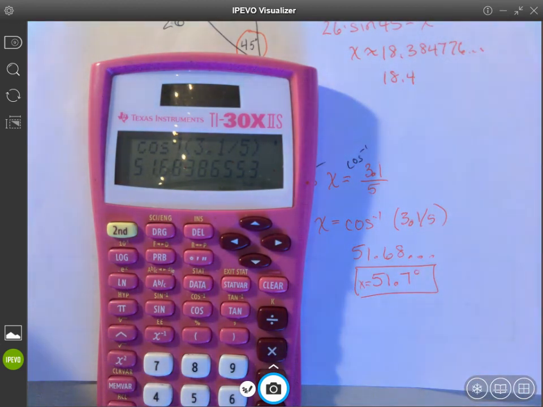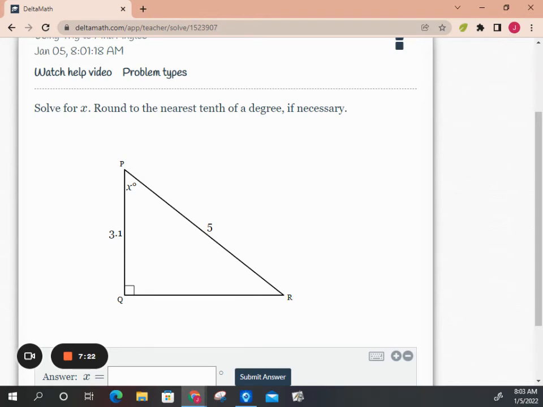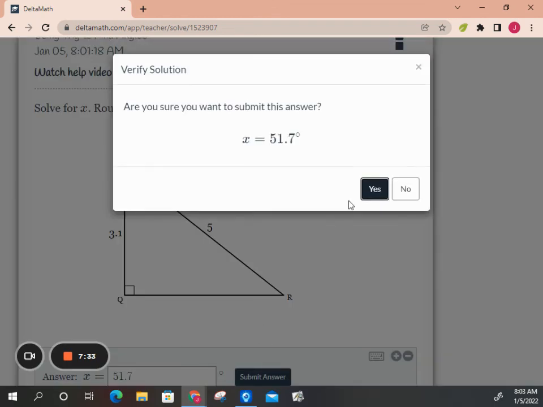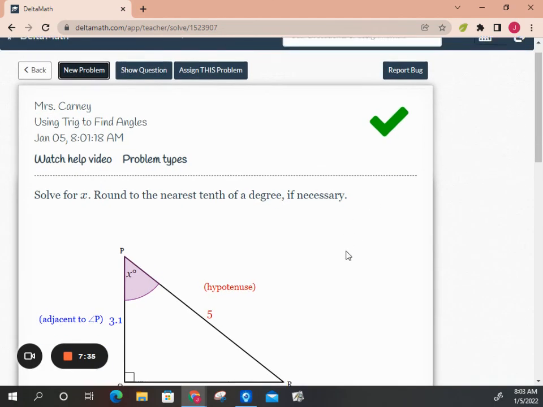All right, so let's go back over and toss that in. It's not blinking. So 51.7, and they already have the degree symbol there. So let's go ahead. We got it right.